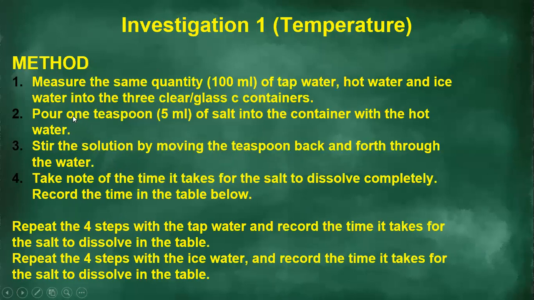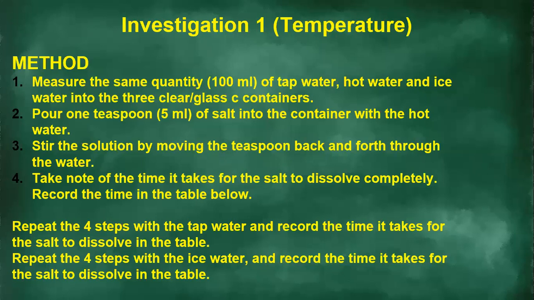So the method that you're going to use, you're going to measure the same quantity. When we do an experiment, we must always have the same quantity. That means that it is fair testing. So you have the same quantity of tap water, hot water, and ice water, and you have the 3 clear glasses. Try to use glasses that are all the same size as well. Then you're going to pour 1 teaspoon, which is equal to 5 ml, of salt into each glass that has the different temperatures of water.